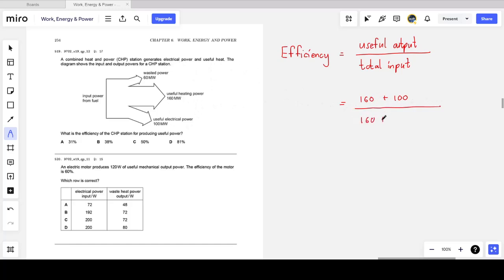It's 160 plus 100 plus 60. And so the efficiency is 0.81, which is 81%. Remember, this is a very high efficiency, but we are including heating in this efficiency. You see, if we remove the heating, then the efficiency would drop. But then that wouldn't be a CHP station. It would just be an electrical power station. And so this corresponds with option D, 81%. So always remember, efficiency is useful output over total input.